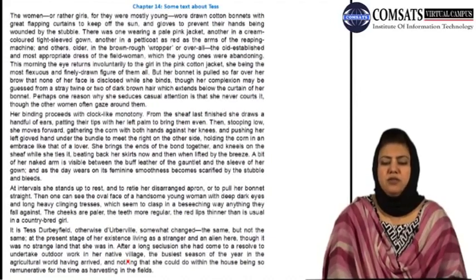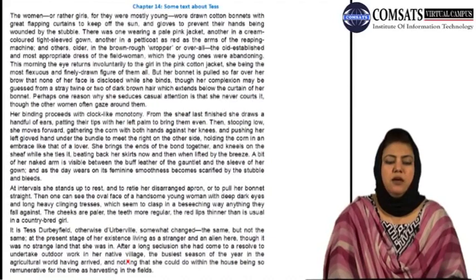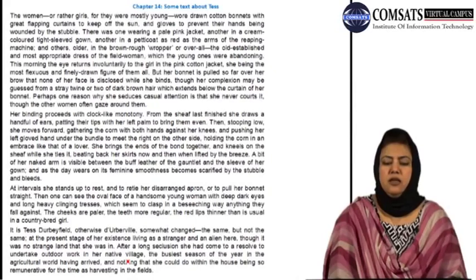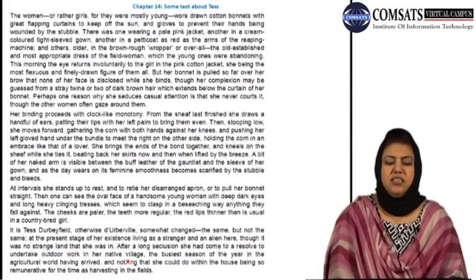From the sheaf last finished, she draws a handful of ears, patting their tips with her left palm to bring them even. Then, stooping low, she moves forward, gathering the corn with both hands against her knees and pushing her left gloved hand under the bundle to meet the right on the other side, holding the corn in an embrace like that of a lover. She brings the ends of the bond together and kneels on the sheaf while she ties it, beating back her skirts now and then when lifted by the breeze.